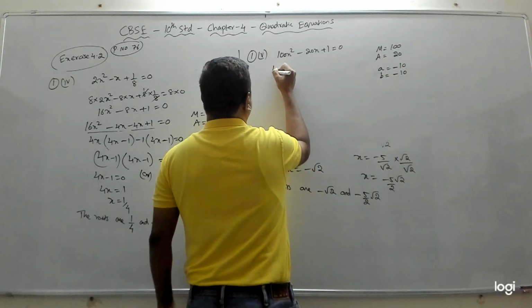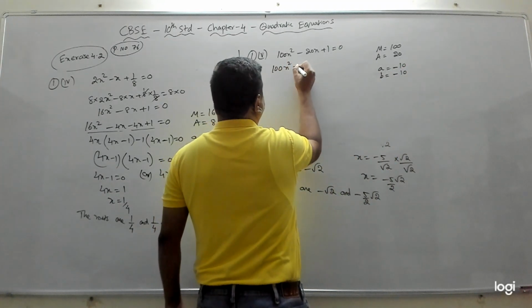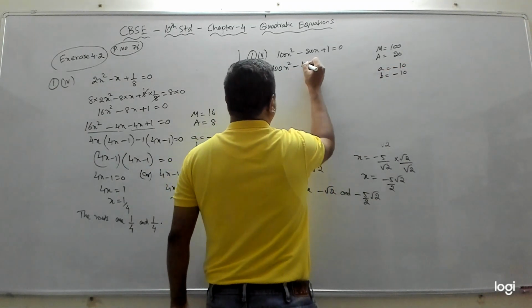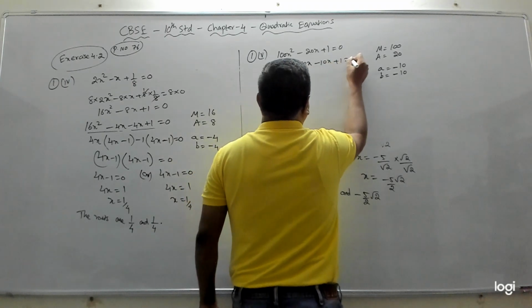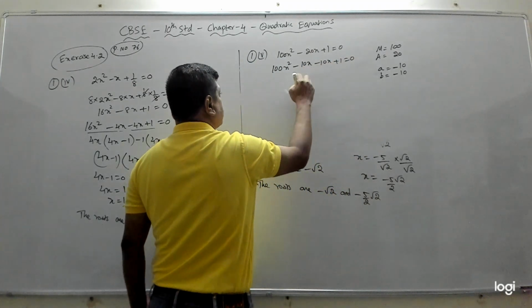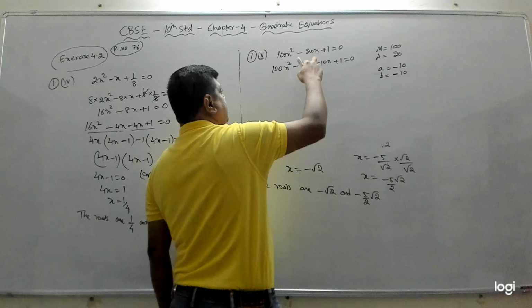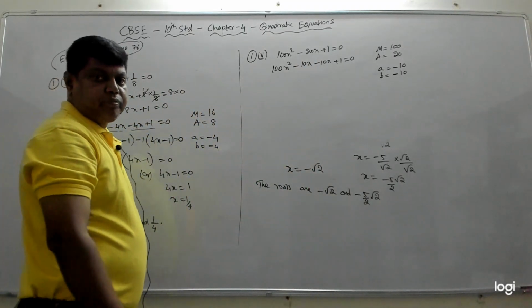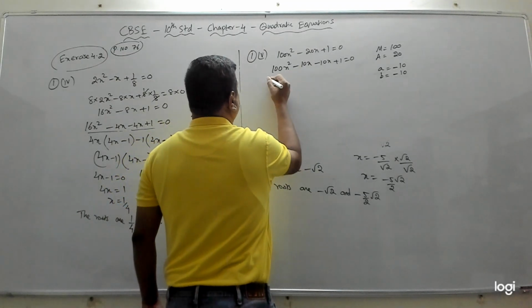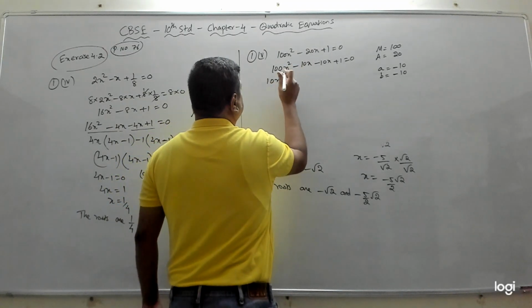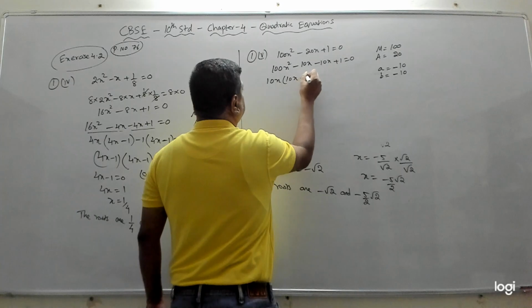Now you write here. So this will become 100x square minus 10x, again minus 10x plus 1 equal to 0. So this minus 20 is written like this. Now if you do minus 10x, you'll get back this minus 20. Now here in these two, what is common? 10x is common. So if I take 10x from here, I'll get 10x minus 1.